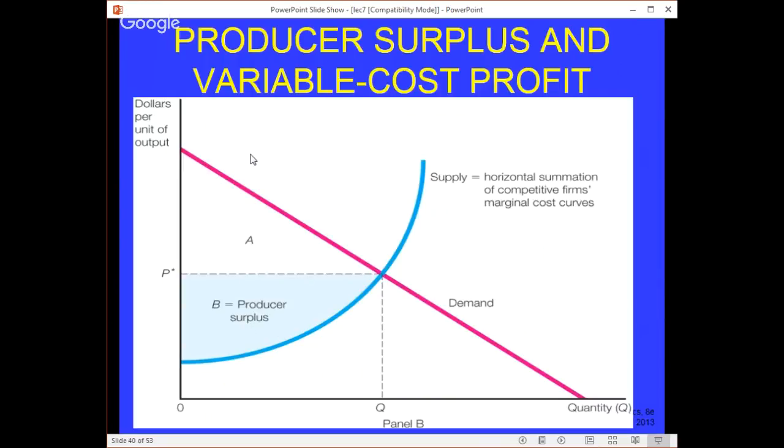This area up here, and we'll talk about this later on, A, that's known as consumer surplus. That's the difference between what a consumer was willing to pay and what they actually had to pay. But for now, we're concentrating on producer surplus.